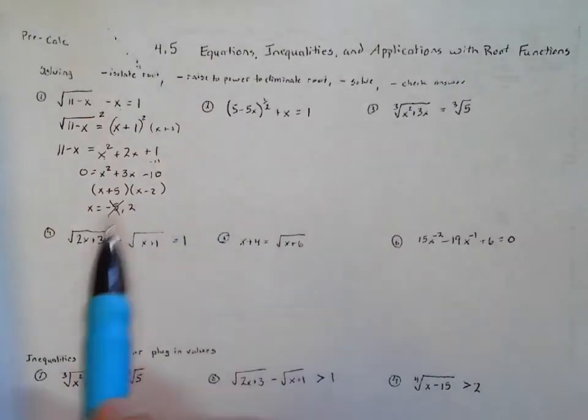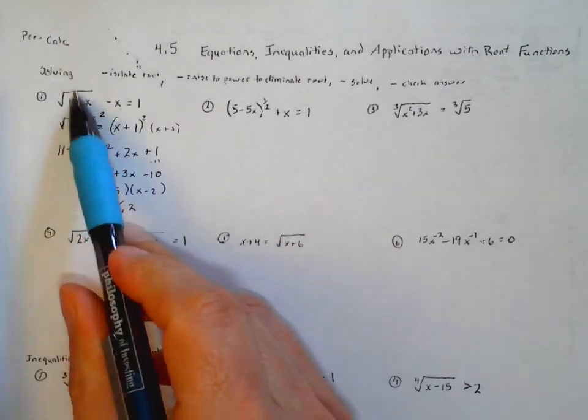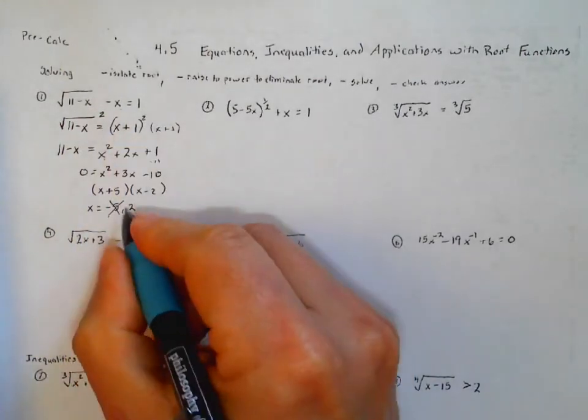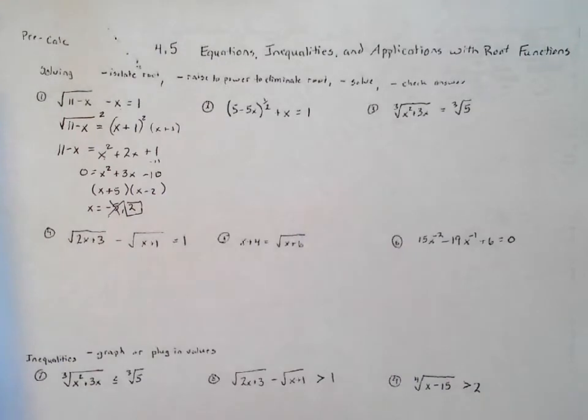If we put a 2 in there, 11 minus 2 is 9. The square root of 9 is 3. 3 minus 2 is equal to 1. So that answer works. Okay, so that's the basic idea of how we solve these.